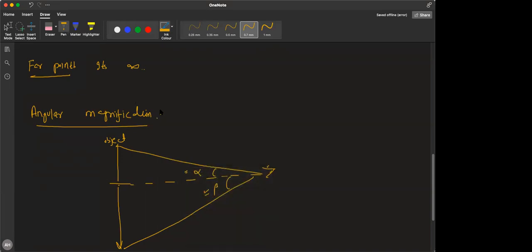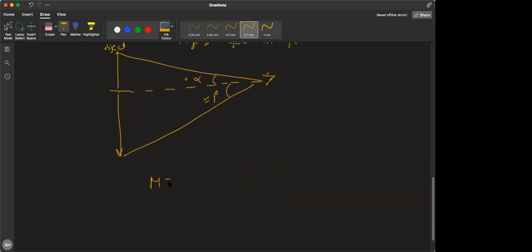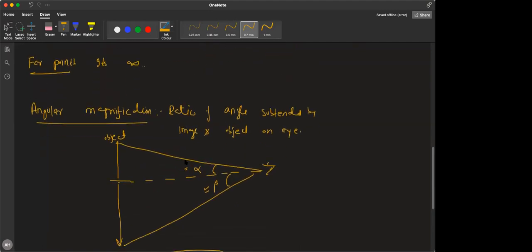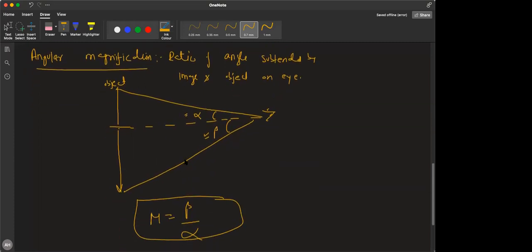So instead of linear magnification, where we take the height of image and object, in angular magnification we don't take height; we take the ratio of the angle subtended by image and object on the eye. That's angular magnification. We represent it by capital M, and it is angle beta by angle alpha. So we don't calculate linear magnification for it. We calculate angular magnification. Written? Yes, sir.